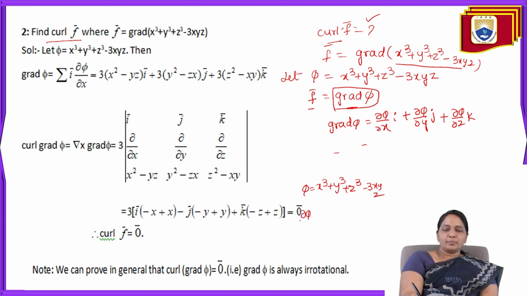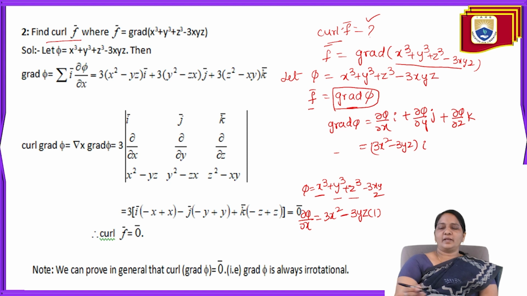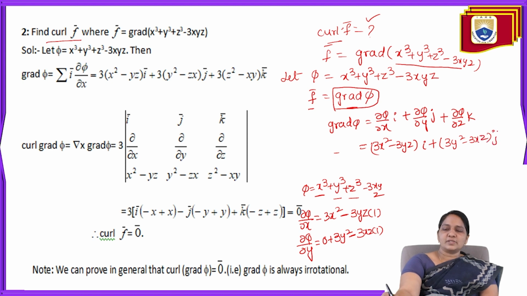So now I am going to do the partial differentiation with respect to x. When I am doing with respect to x, x cube is 3x square, y cube is 0, z cube is 0, minus 3 into yz is the constant and x is 1. So ∂pi/∂x value is 3x square minus 3yz into i. Next, ∂pi/∂y, first I am doing with respect to y now. So x cube term is 0, y cube is 3y square, z cube is 0, minus 3 into xz, y is 1. So finally, this is 3y square minus 3xz into j.